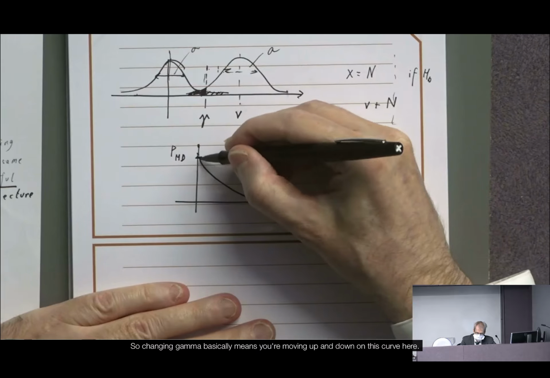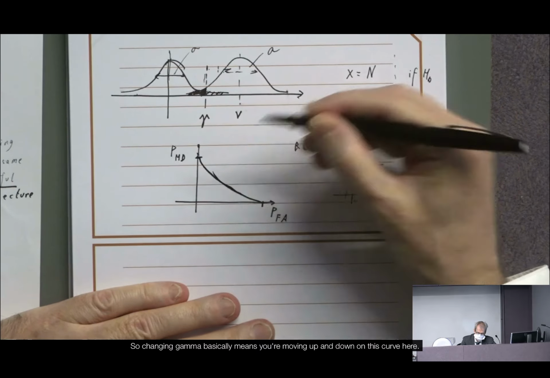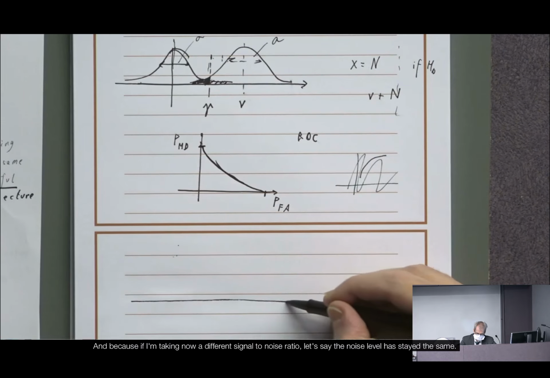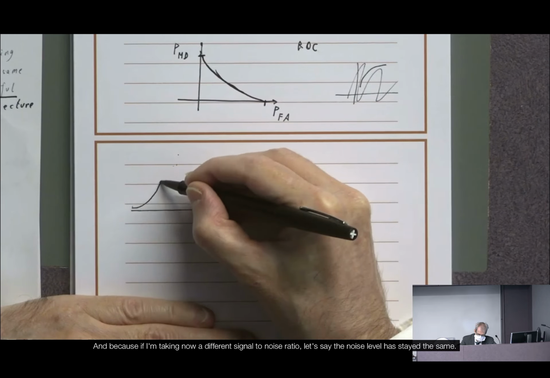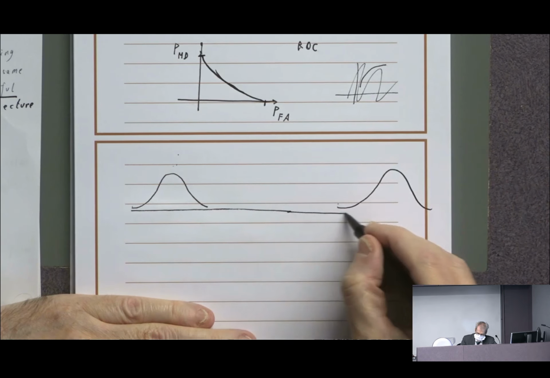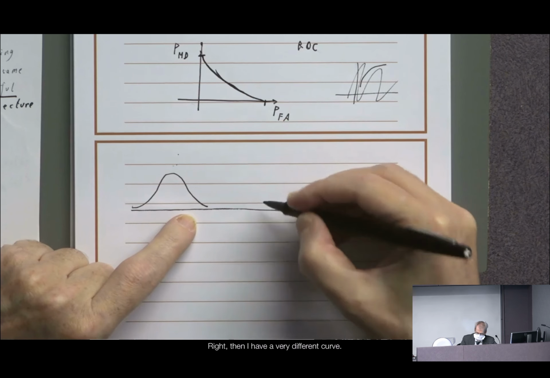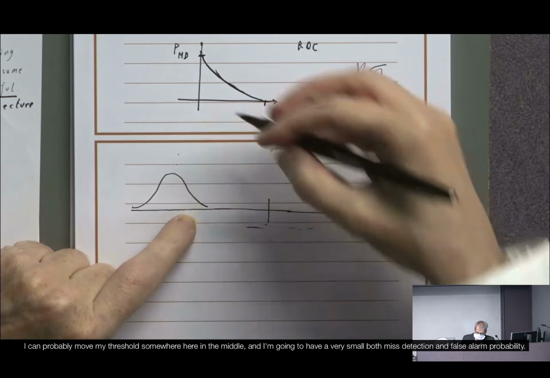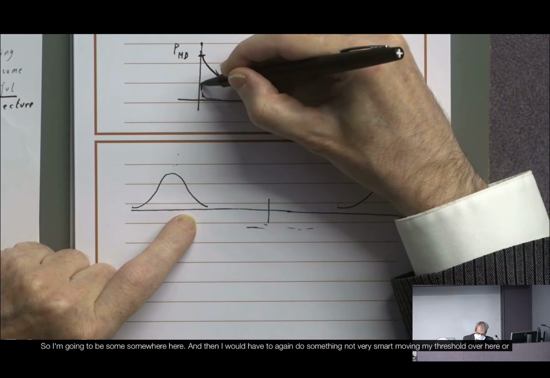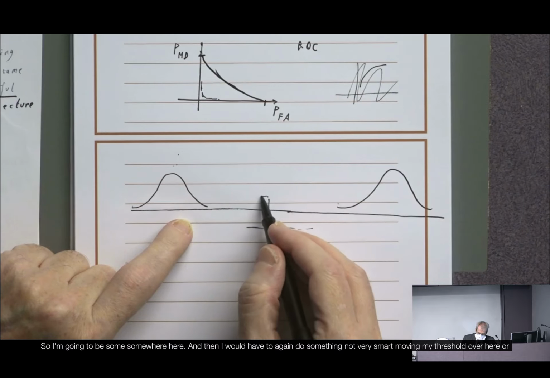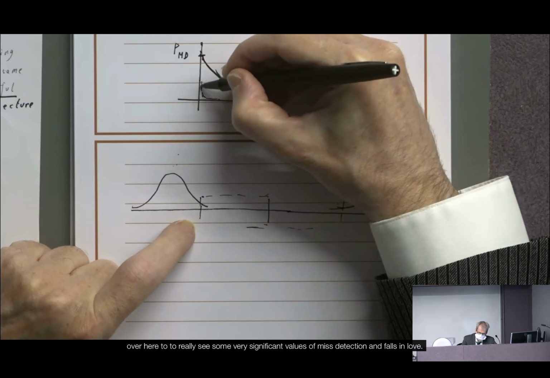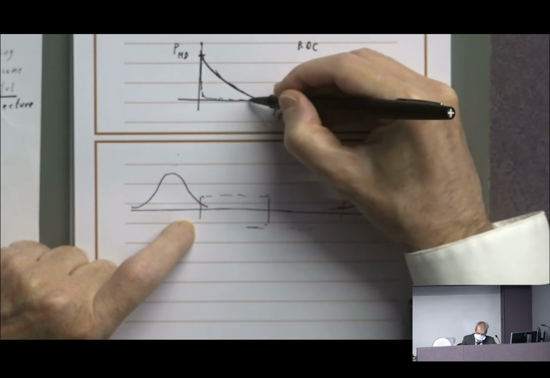And then the other question, so changing gamma basically means you're moving up and down on this curve here. And then changing your SNR means you're getting different curves. Because if I'm taking now a different signal to noise ratio, let's say the noise level has stayed the same, but my signal has increased, and then I have a very different curve. I can probably move my threshold somewhere here in the middle, and I'm going to have a very small both misdetection and false alarm probability. So I'm going to be somewhere here, and then I would have to, again, do something not very smart, moving my threshold over here or over here to really see some very significant values of misdetection and false alarm.